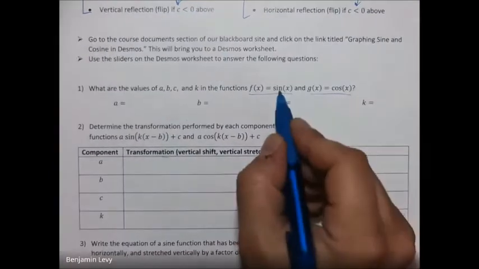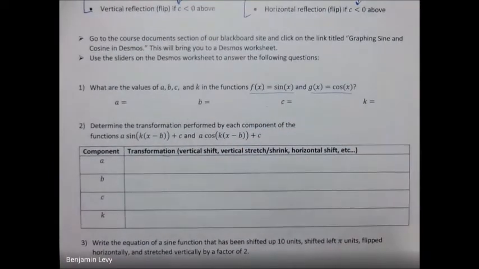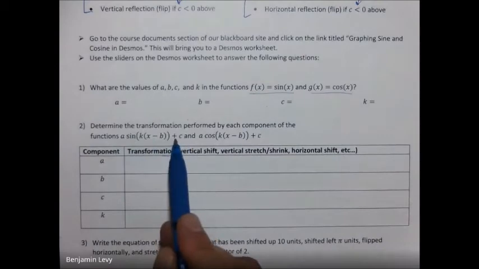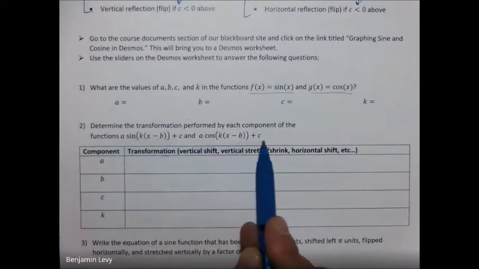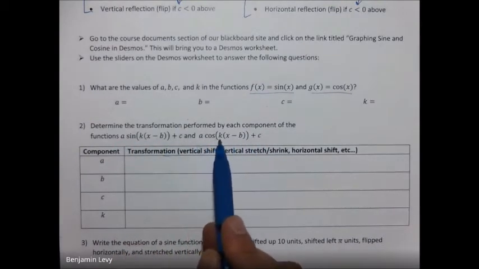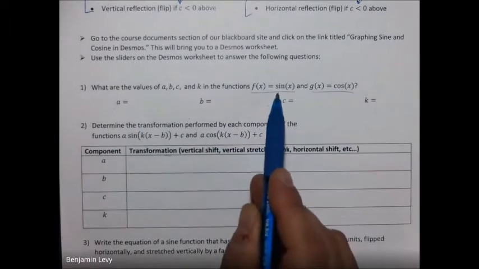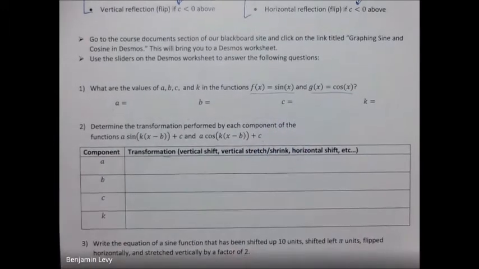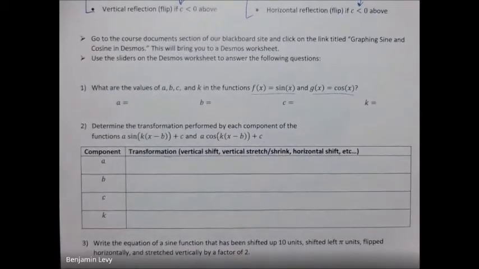So in regular old sine, again, we have these crazy transformations going on in each one of these things. But what do we need to plug into A, K, B, and C just to get regular sine and regular cosine? That's what this question is asking us.